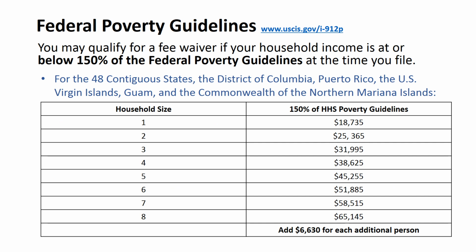Federal poverty guidelines. You may qualify for a fee waiver if your household income is at or below 150% of the federal poverty guidelines at the time you file. Below is a table for the federal poverty guidelines for the 48 contiguous states. There's a separate table for Hawaii and Alaska. For example, if you are in a household with one person, 150% of the federal poverty guidelines says that you must earn $118,735. For a household of two, you must earn $25,365, and so on.